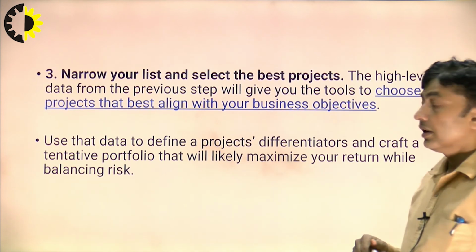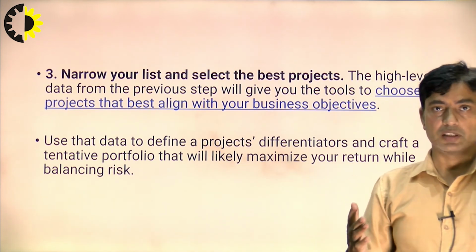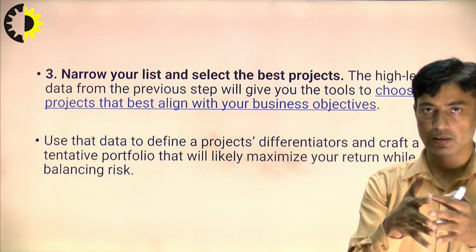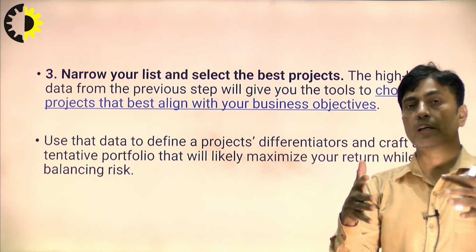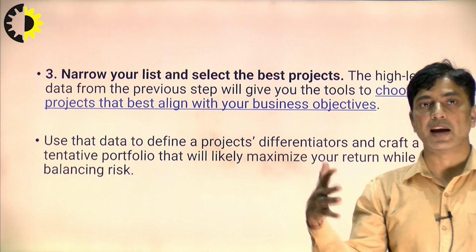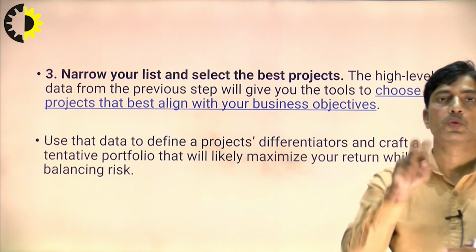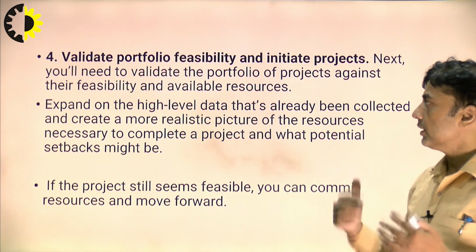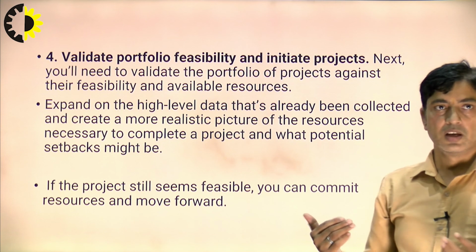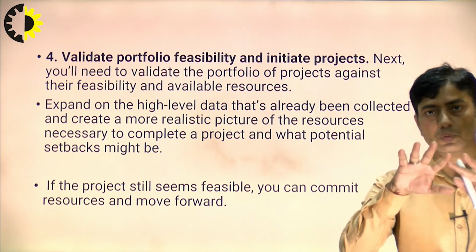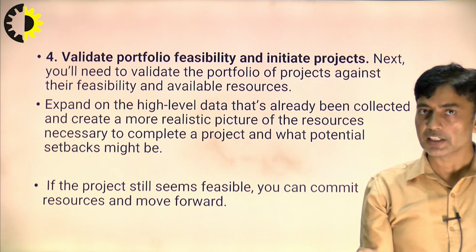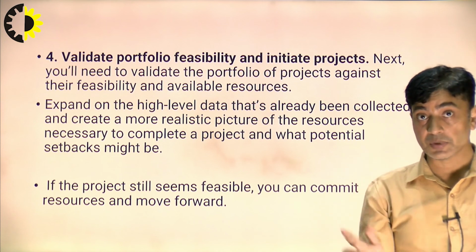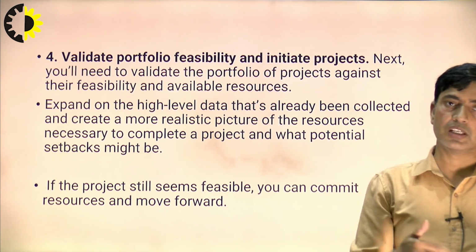And the third one, narrow your list and select the best projects. When you analyze all the potential projects, now you have to narrow your list. That means you have to consider the priorities, and on the basis of priorities select some good projects that can be started now. And the last one is validate portfolio feasibility and initiate the project. At the end you have to finally analyze the feasibility of that project for your organization, your team, and your customers, and then you can initiate and start the project.